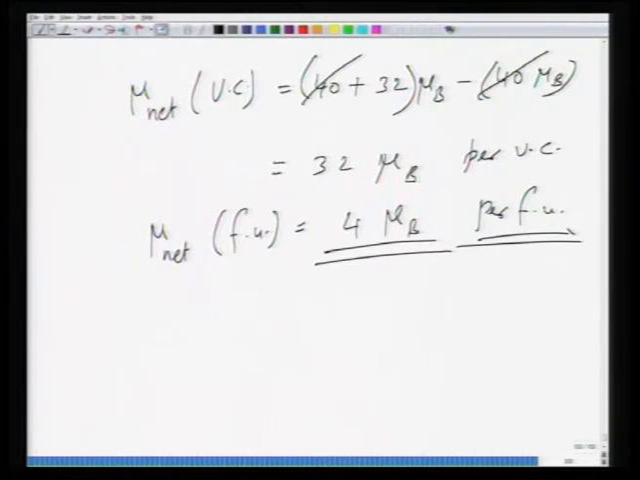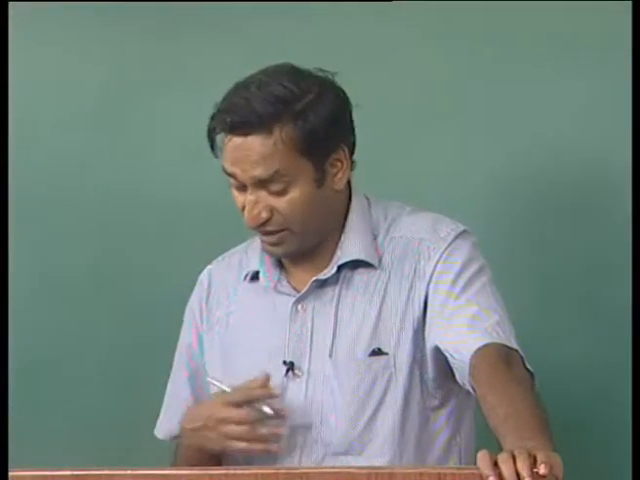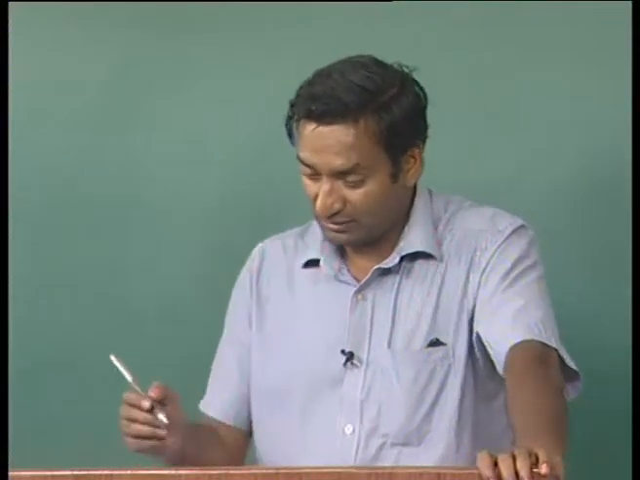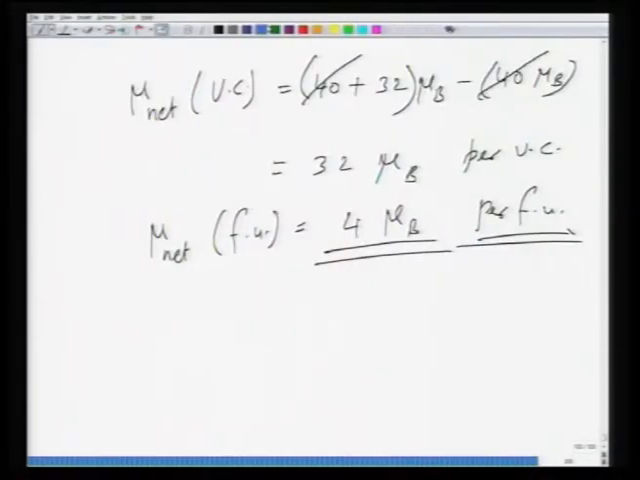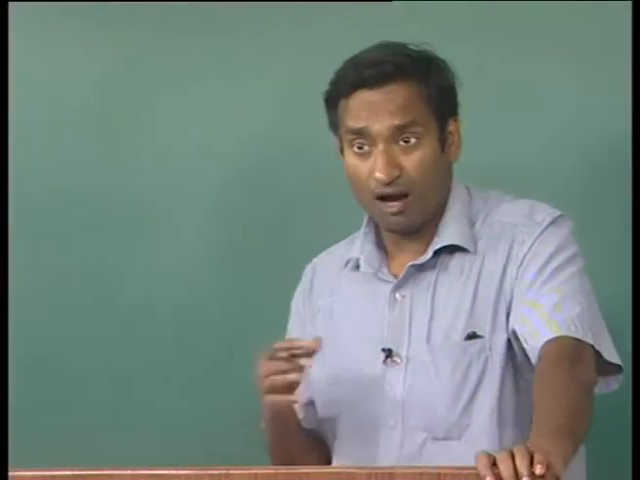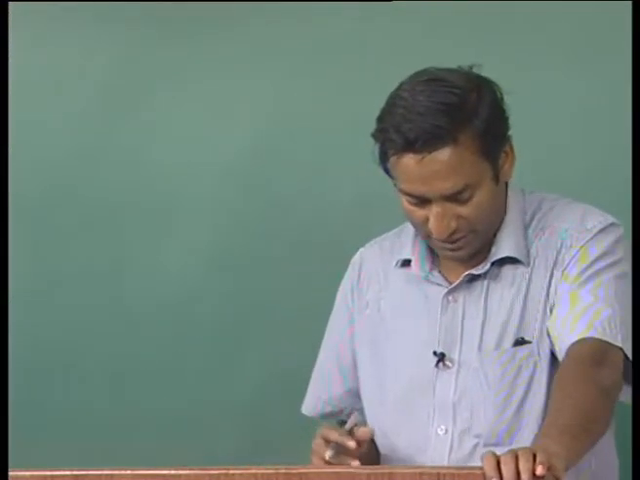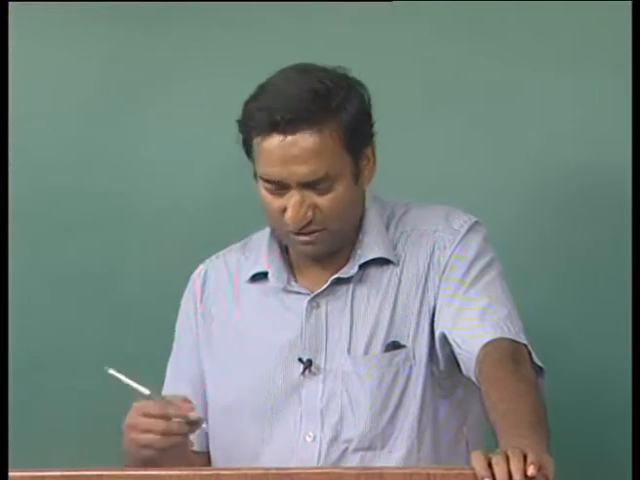This is essentially the way you work out magnetic moments for a ferrite material, and it's a very simple way of doing it. Remember that the spins of octahedral and tetrahedral are opposite to each other. They may or may not be equal, but they are opposite to each other. So as a result, they give rise to net magnetization.